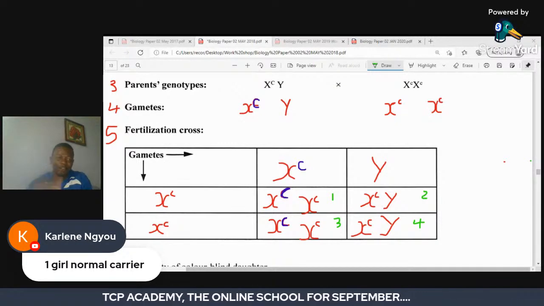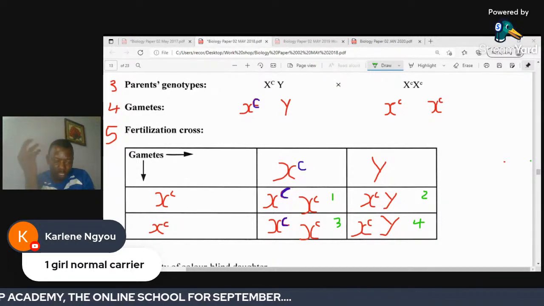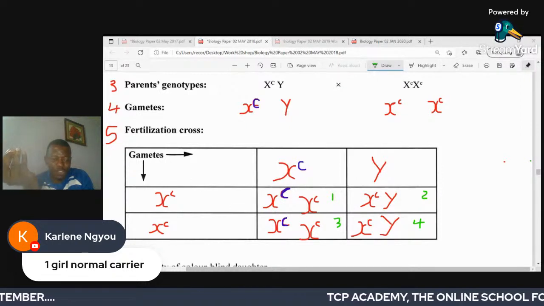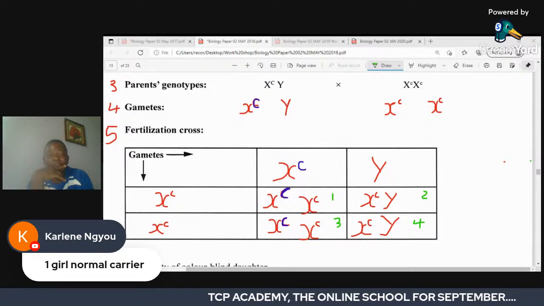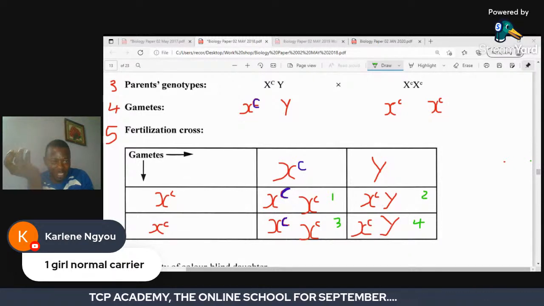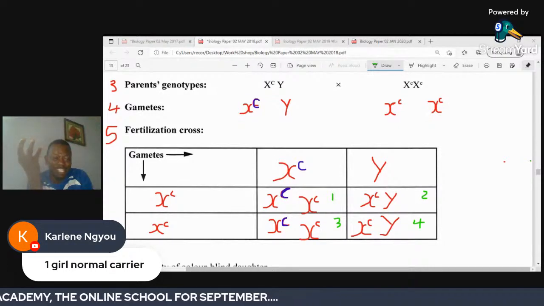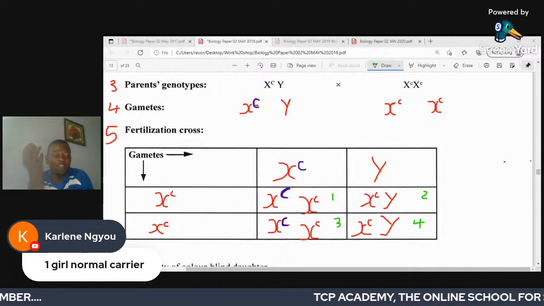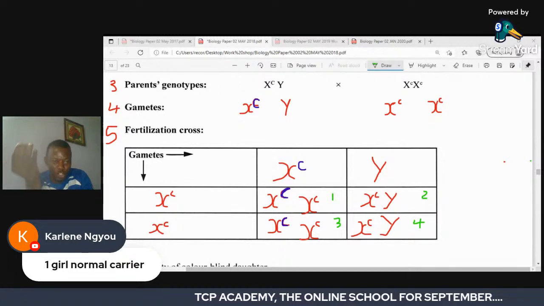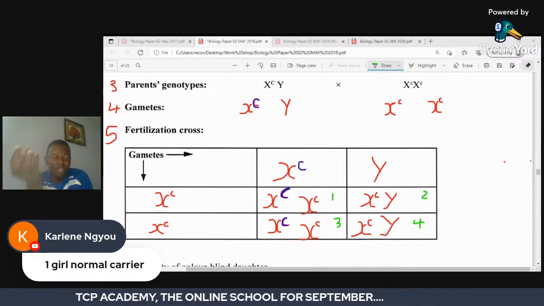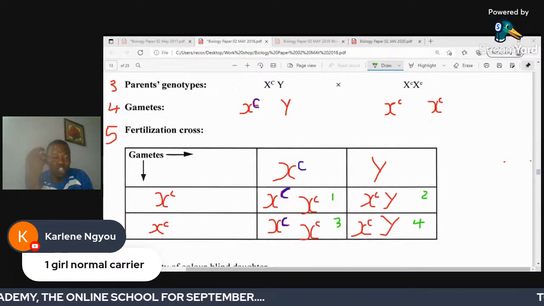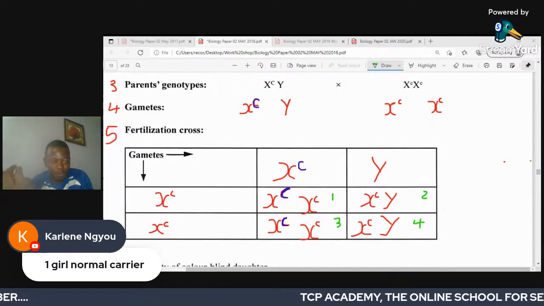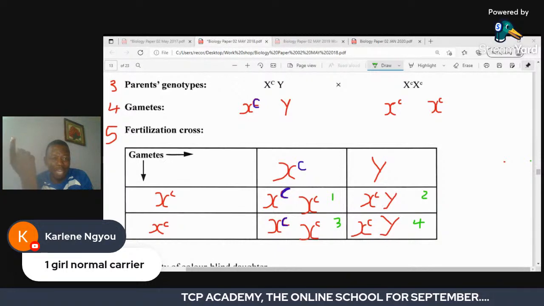Number 1 is a female or girl normal carrier. If you observe there, it's heterozygous. When we are doing sex-linked inheritance, you must name the sex of the individual, and you have to also identify the trait as well. So for number one, this person has the disease gene, will not be affected by the disease, but can pass the disease on to offspring. A male cannot be a carrier.